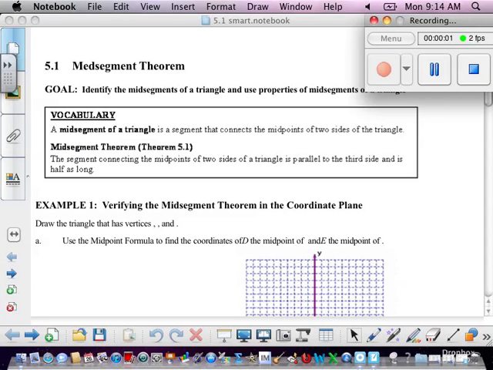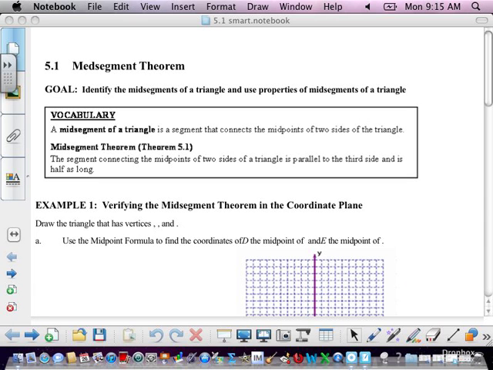All right, ladies and gentlemen, we are looking at 5.1 mid-segment theorem. A mid-segment of a triangle is a segment that connects the midpoints of two sides of the triangle. So let's make a picture. I'm just going to do one mid-segment. There are 3 for every triangle, but let's do one so it's real clear.